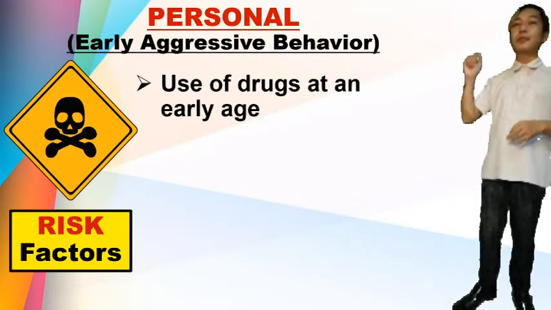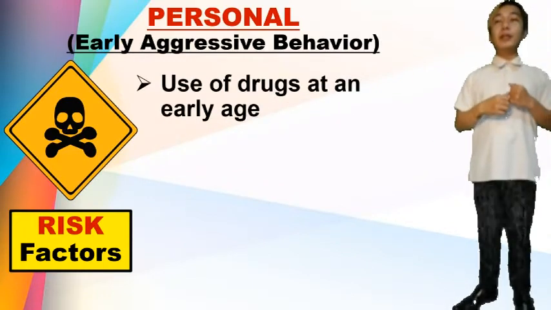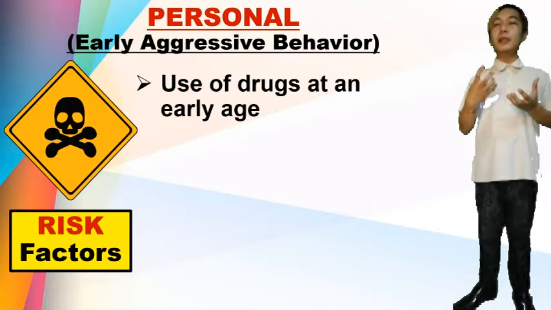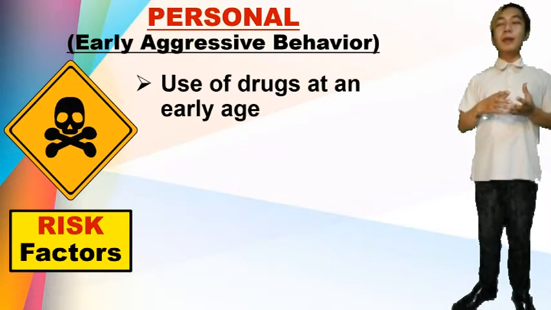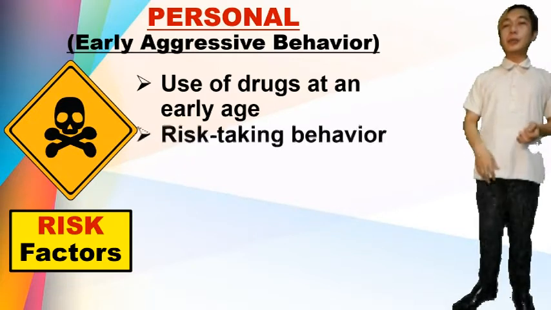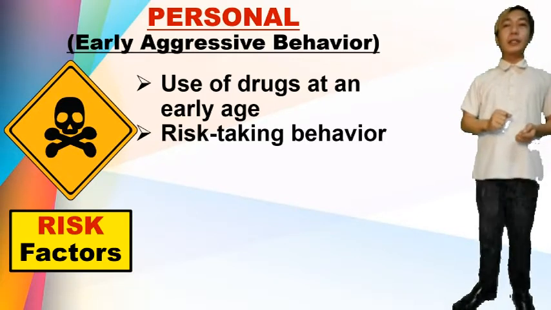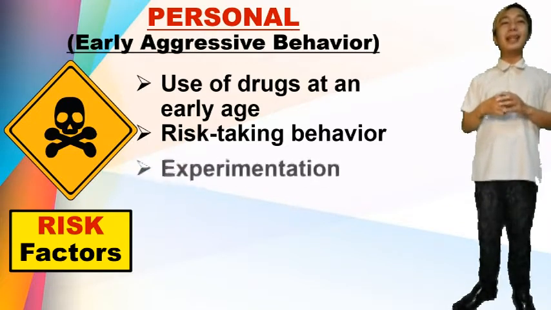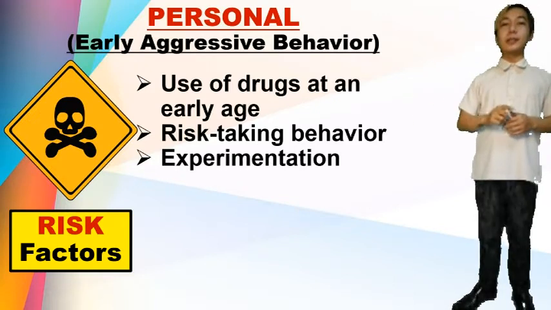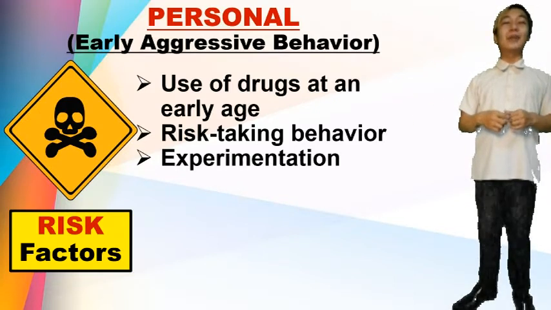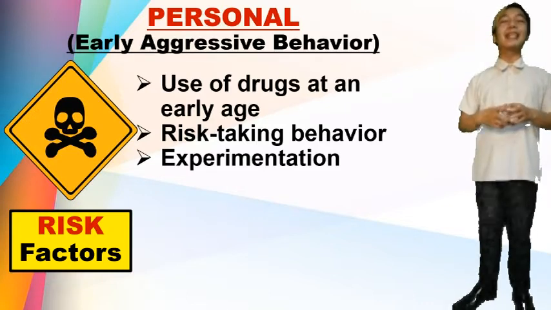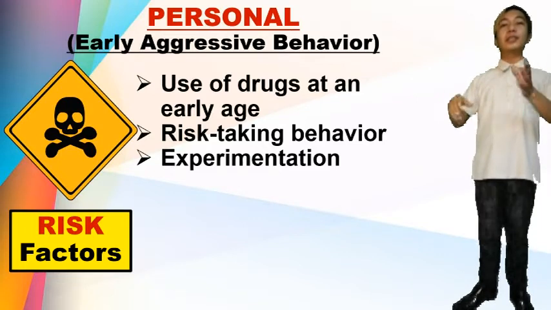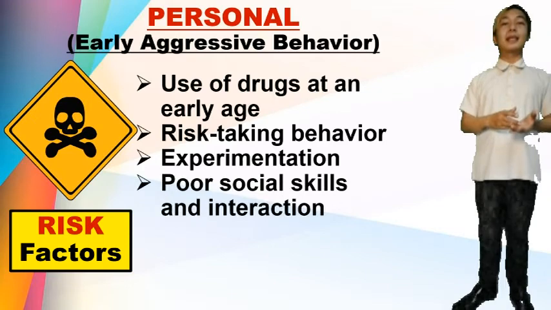Number 1, the use of drugs at an early age. So meaning when you are young, you are tempted to take drugs because of different factors. We might be curious, we might want to be along with others. Number 2, risk-taking behavior. As teenagers or youngsters, we are risk takers, so we can admit that. Experimentation. As youngsters, we are fond of experimenting. That's why we are tempted, or somehow encouraged, to take this substance and abuse it.